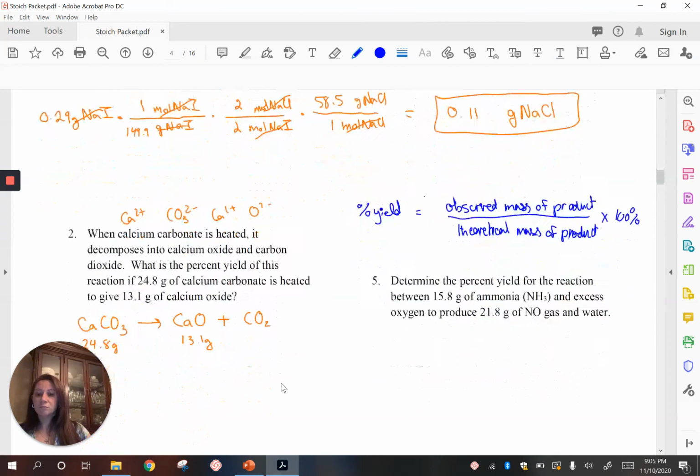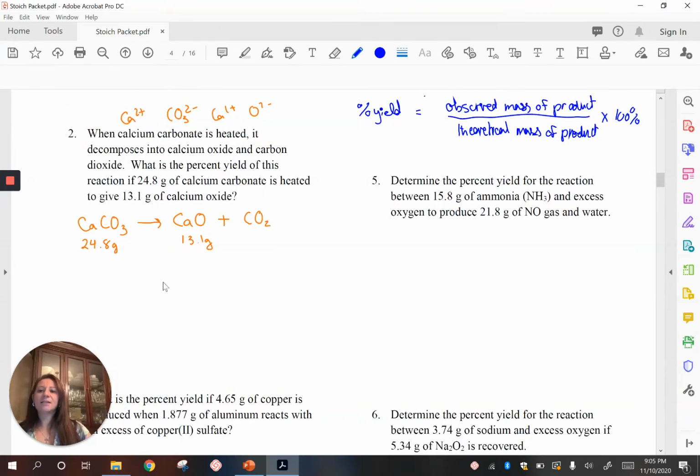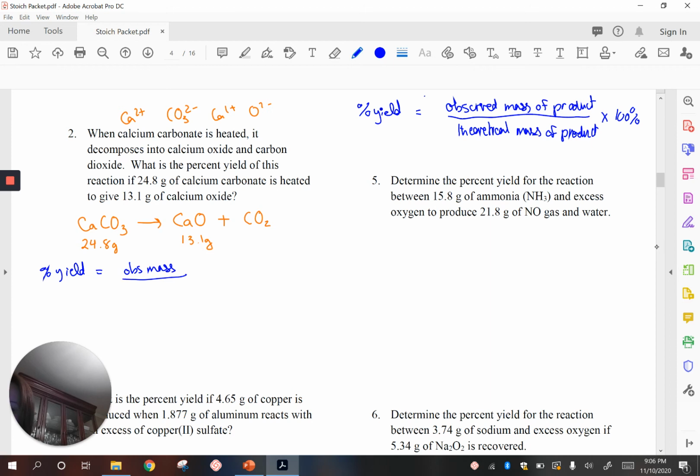So let's read this again. It's telling us we have 24.8 grams of calcium carbonate. And when we carried out our experiment, we ended up with 13.1 grams of calcium oxide. What is the percent yield for this reaction? So we are looking for percent yield. So the first thing you want to say is percent yield is equal to observed mass over theoretical mass, and then times 100%.